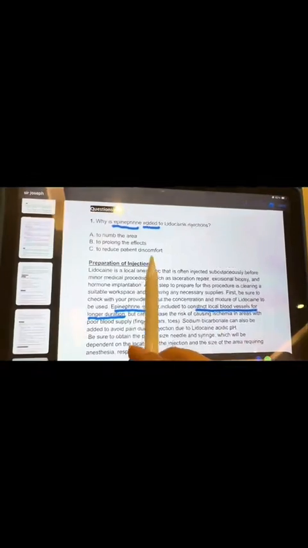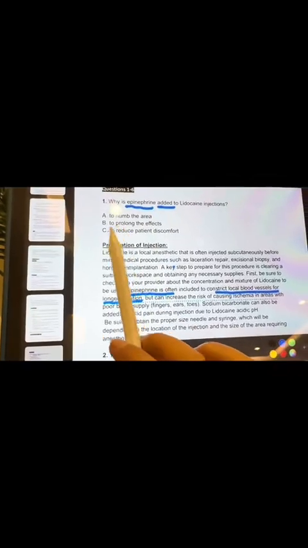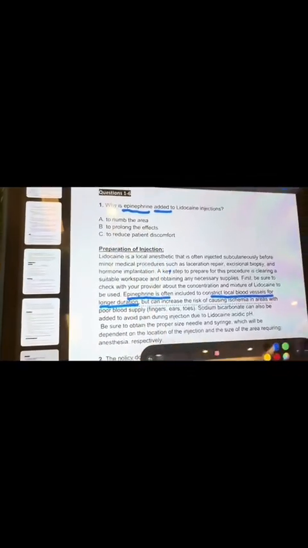So this is definitely opposite to the statement of C, because this is not mentioning sodium bicarbonate, they are asking about epinephrine. So I'm very sure that B is the right answer for that.